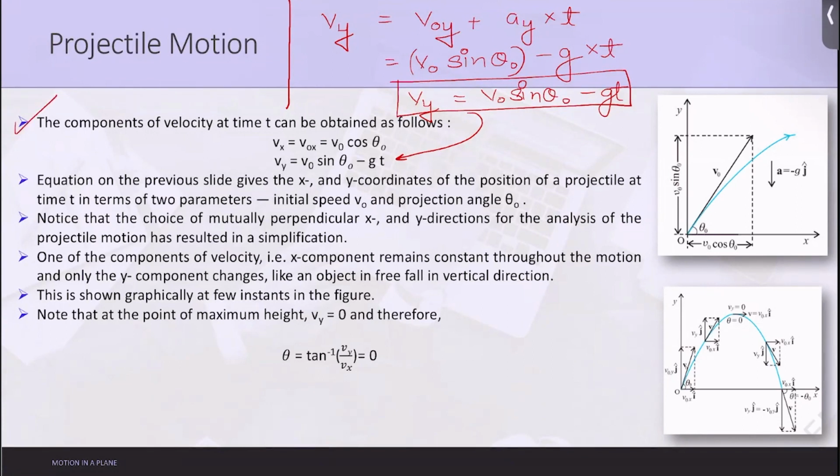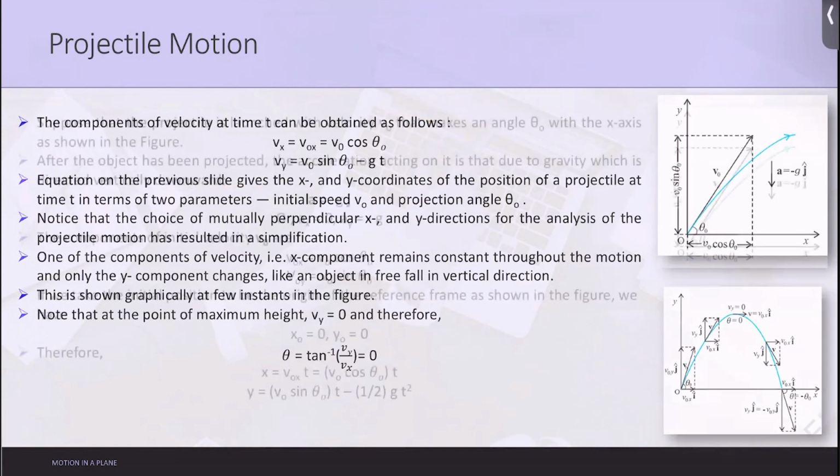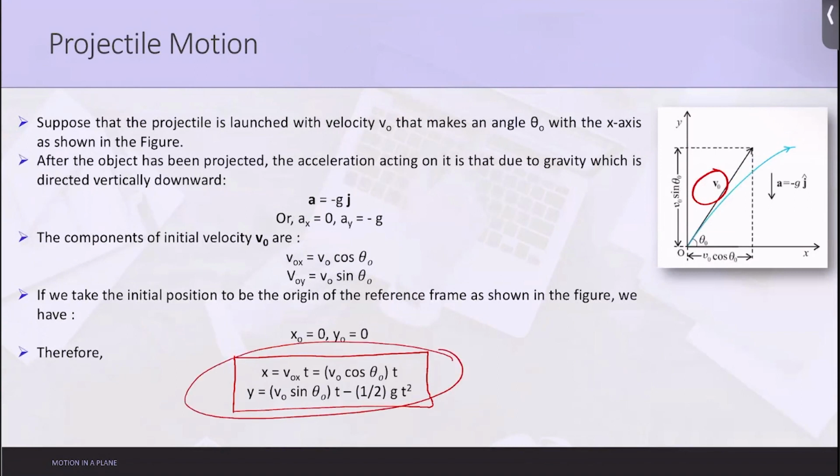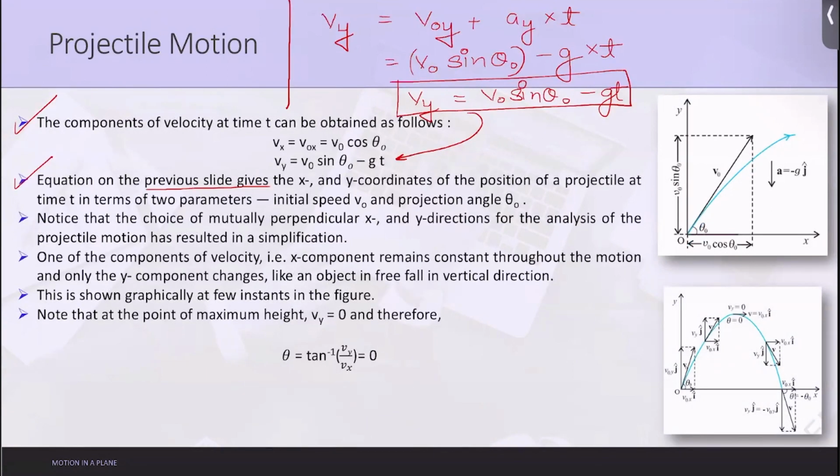Fine. Let's move to the next point here. The equation on the previous slide gives the x and y coordinates of the position of a projectile. Please remember what is written. So these are the equations we talked about. They tell the position of a projectile at some time t in terms of two parameters. What are those parameters? If we know the value of initial speed v naught and the projection angle theta.